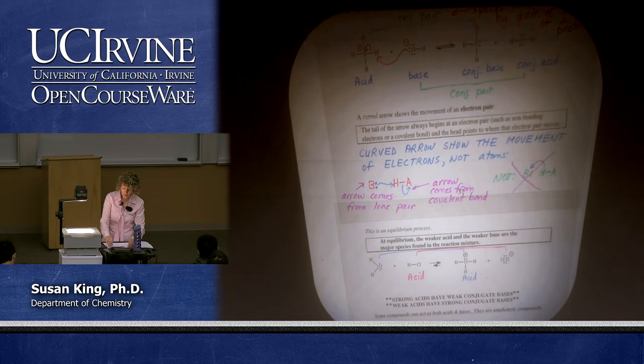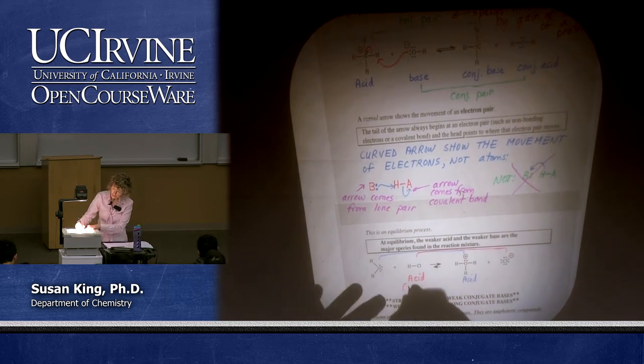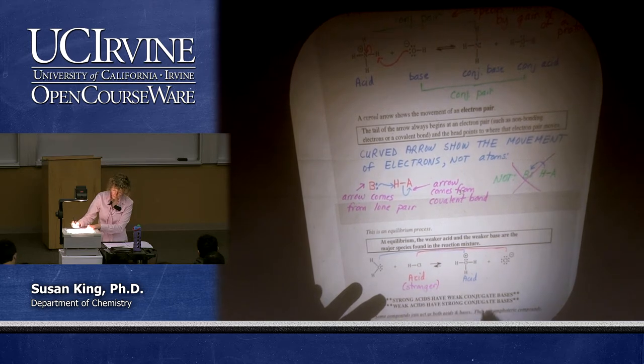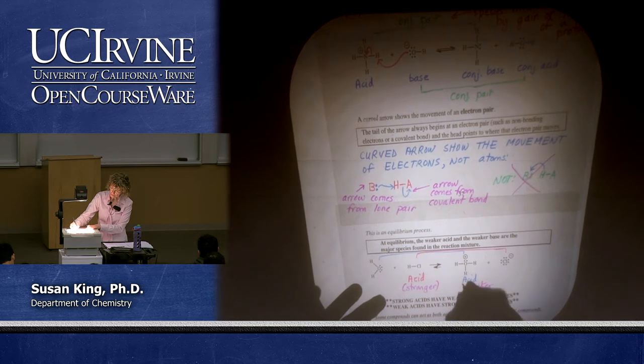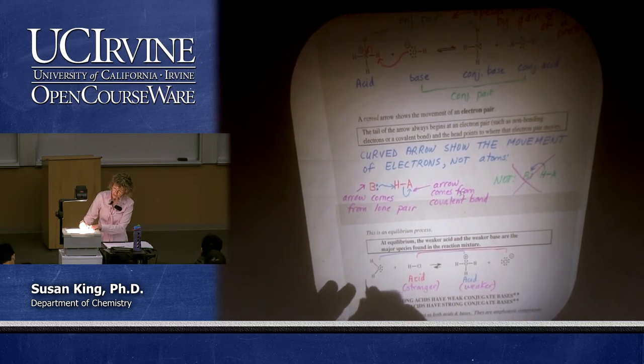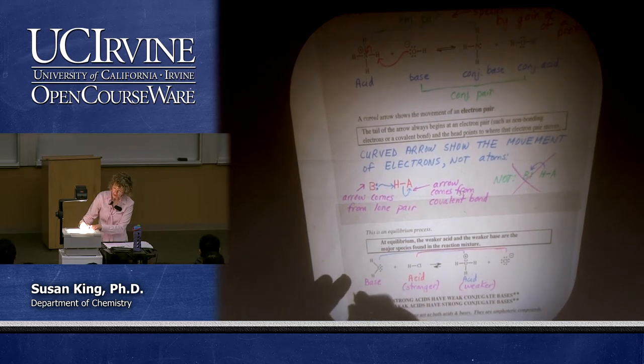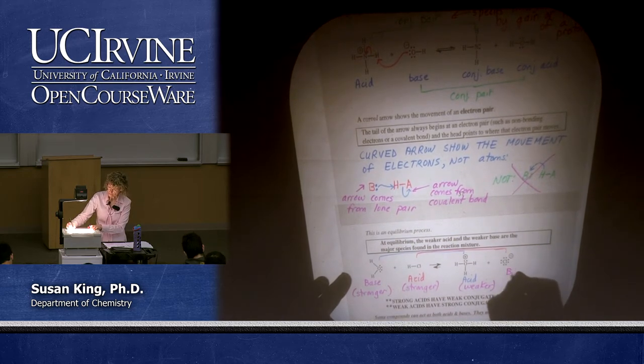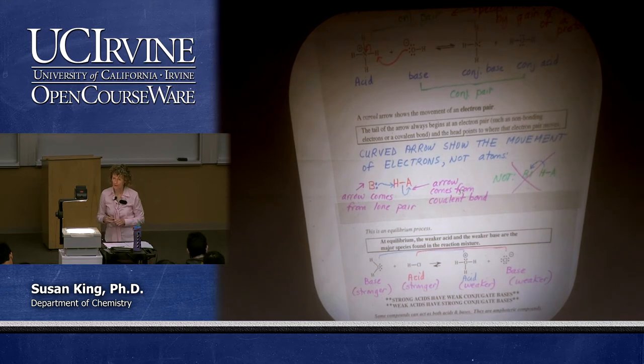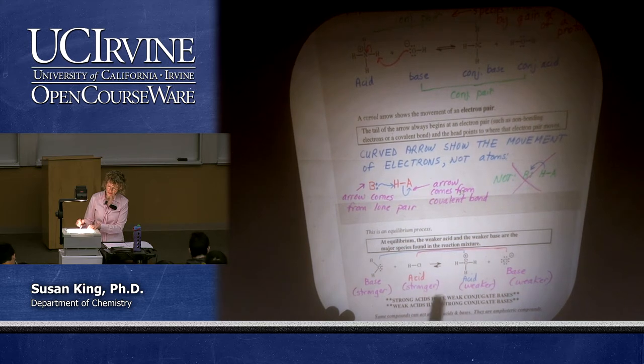And because the equilibrium is favored to the right, that means that this acid is stronger and this acid is weaker, always. That's always the case. And that means that this base that we started off with, water acting as a base, is stronger than the base over here, the conjugate base, which must be weaker. Equilibrium is going to favor the weaker acid and the weaker base because those are the more stable species. Okay, so that's always the case. Strongest acid and strongest base are going to be on the left-hand side if the equilibrium is favored to the right. So wherever the equilibrium is favored, we have weaker acid and weaker base.